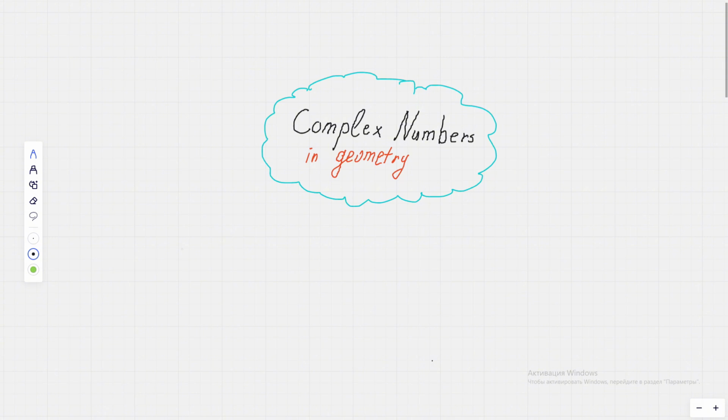Hi everybody, and today I'm excited to tell you about the new topic that I learned. It is about the usage of complex numbers in geometry. So you may ask yourself, how is that even possible? Like, how do they even have a connection between them?